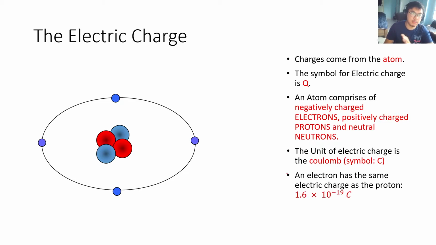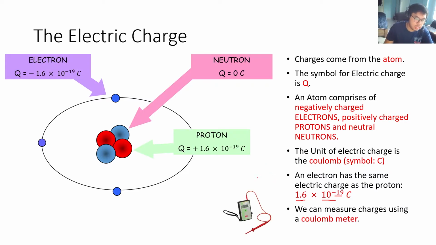These particles, the proton and the electron, have the same charge, which is 1.6 times 10 to the power of minus 19 coulombs. So the proton is positive, that charge, and the electron is negative that value. So negative 1.6 times 10 to the power of minus 19 coulomb. We can measure charges using a device called a coulometer.